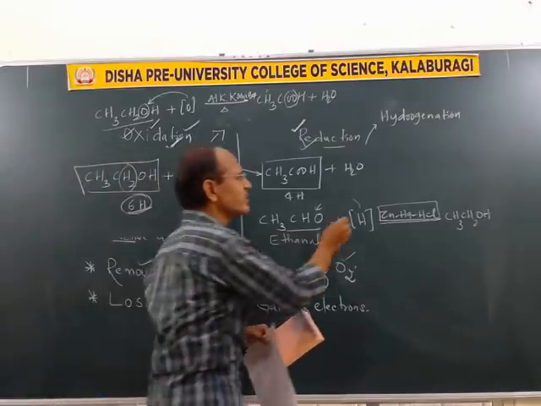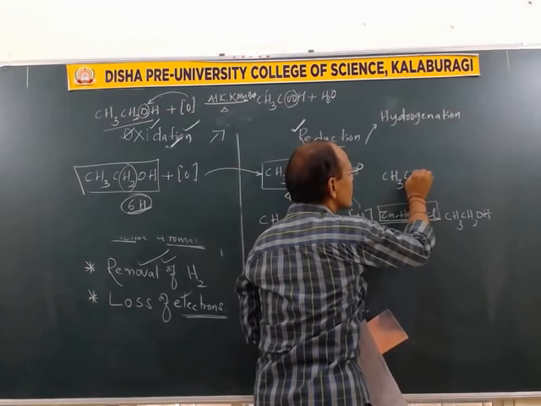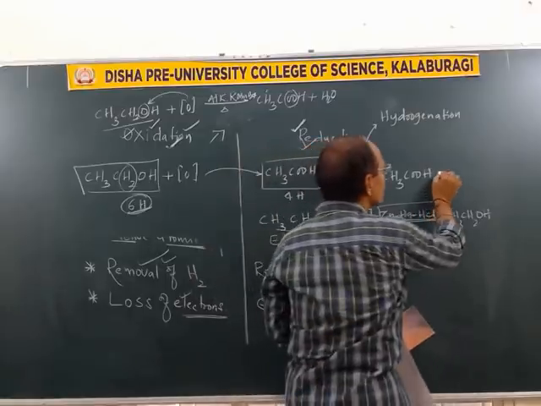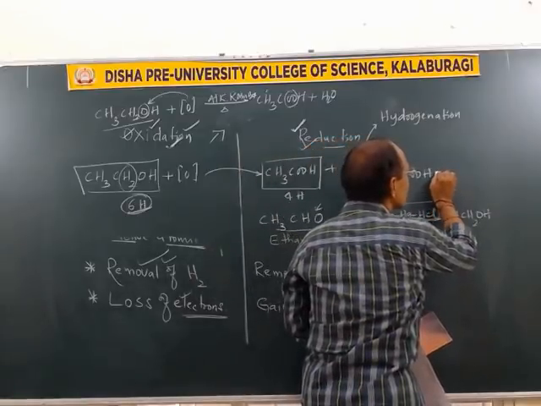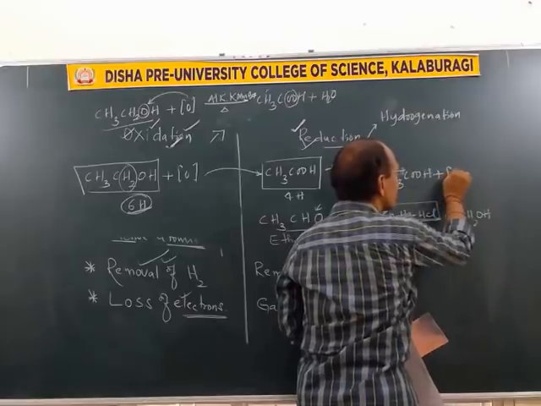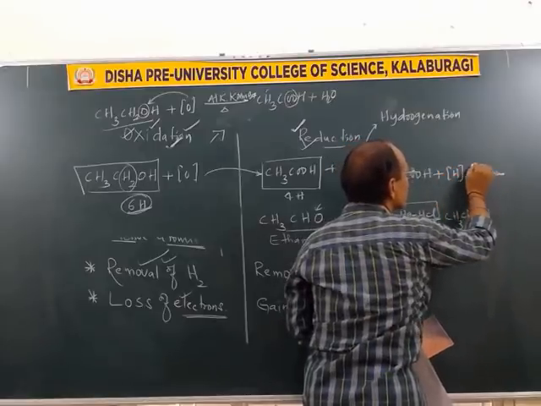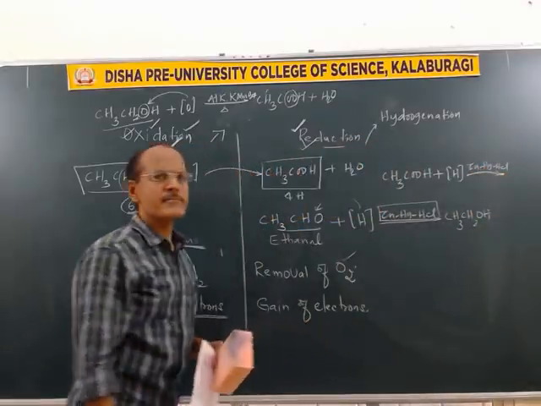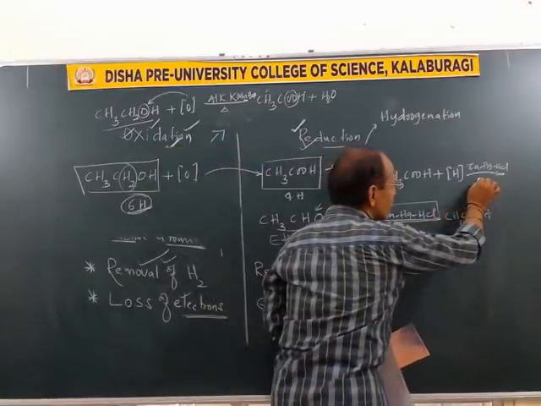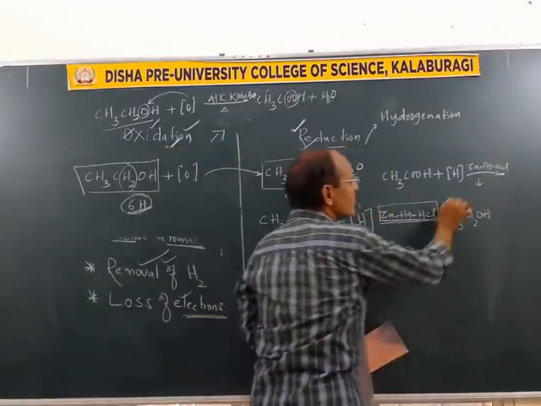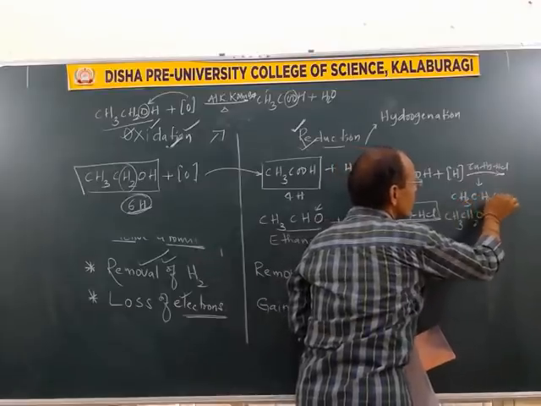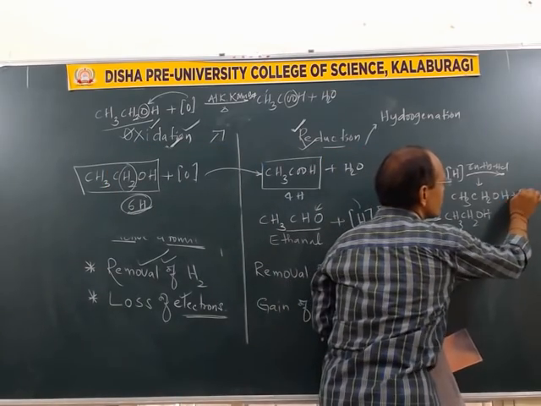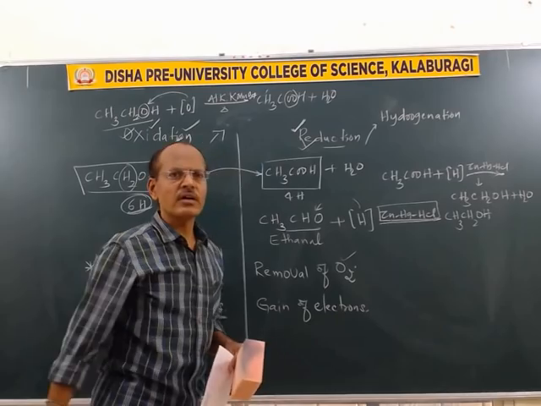So like that, here, if I put CH3COOH, acetic acid or carboxylic acid, plus H, in the presence of the same zinc amalgam with HCl, then here I will write the product part: CH3CH2OH plus H2O. Now look at this.